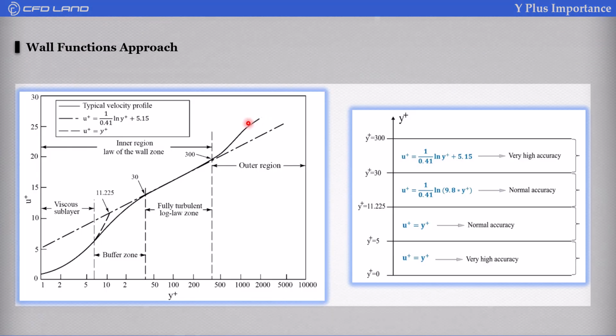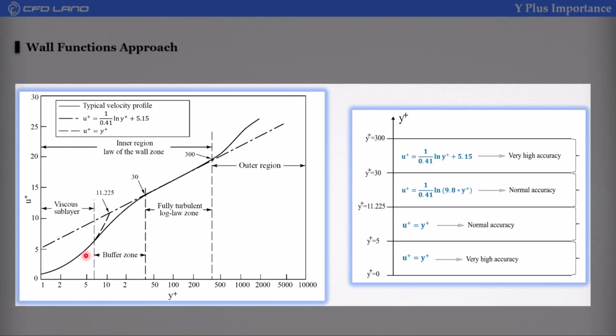The solid line profile is the typical velocity profile, which is relatively independent of Reynolds number and is achieved through experiments and DNS method. Two equations, one logarithmic, one linear, are used to simulate the profile.